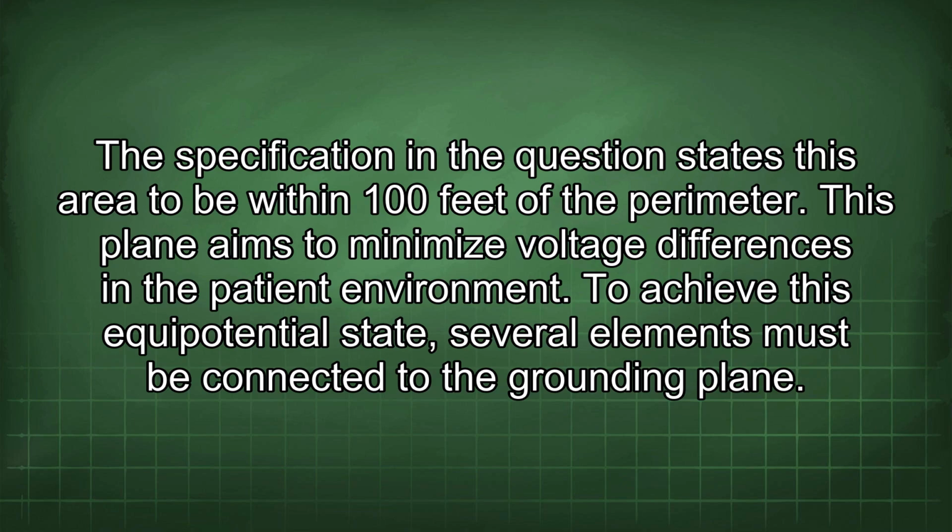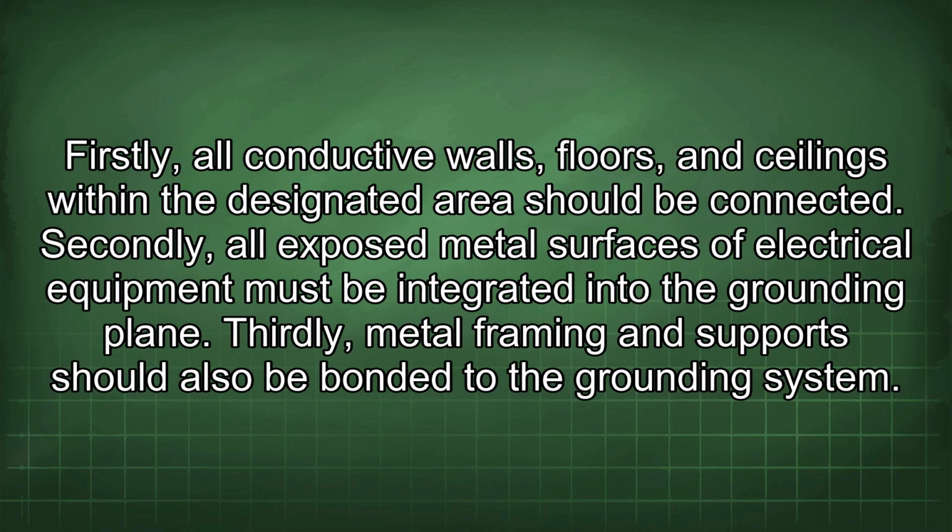To achieve this equipotential state, several elements must be connected to the grounding plane. Firstly, all conductive walls, floors, and ceilings within the designated area should be connected. Secondly, all exposed metal surfaces of electrical equipment must be integrated into the grounding plane. Thirdly, metal framing and support should also be bonded to the grounding system.